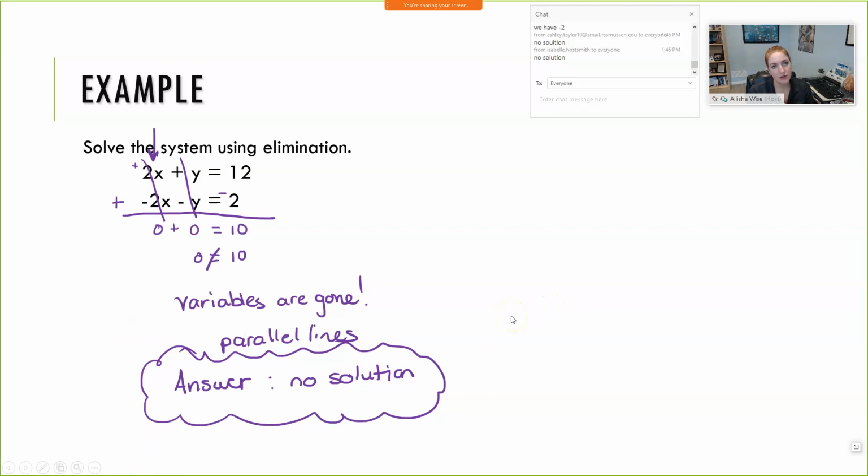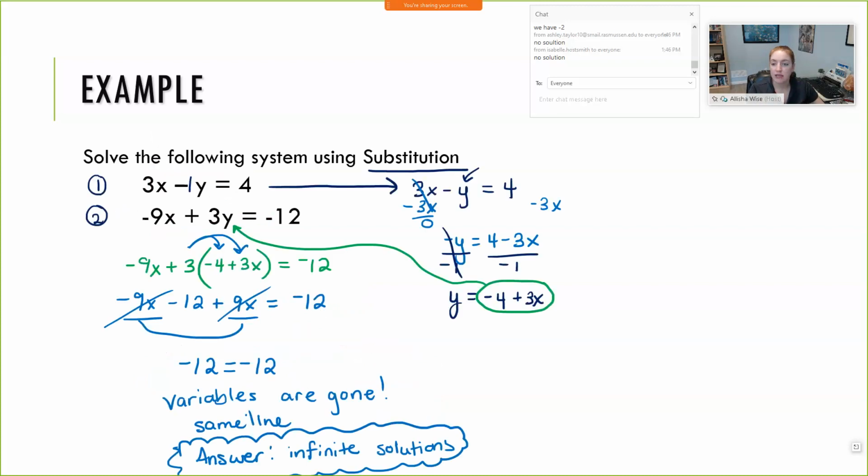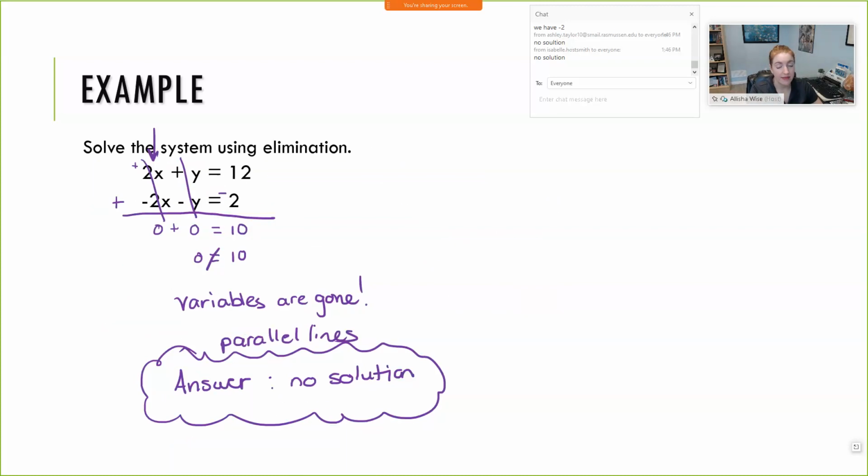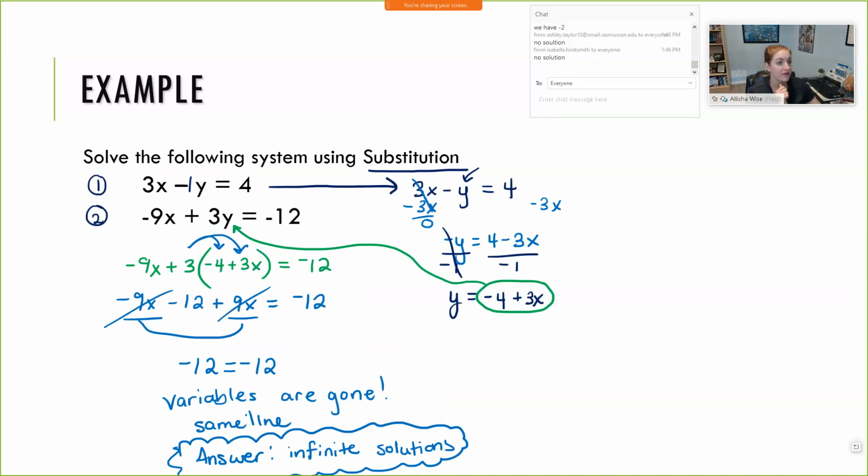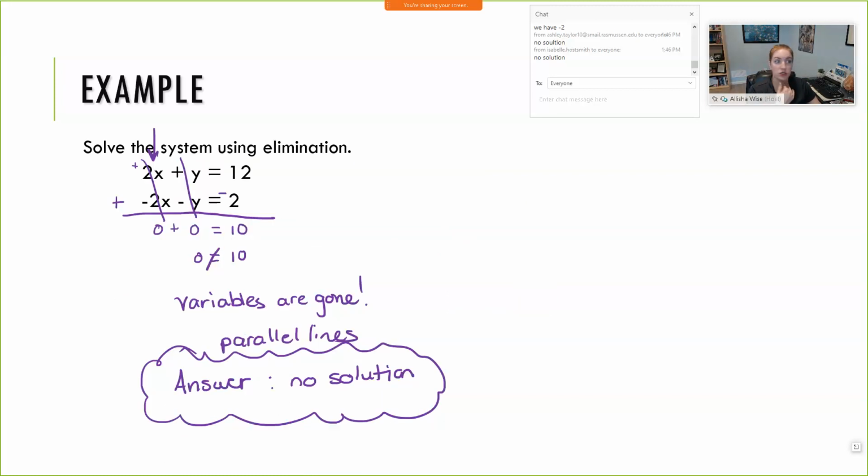Questions on the last two here? I just want you to be careful because when the variables vanish, that does not mean that our answer is like negative 12. That's not the answer. 10 is not the answer here. We have to go back and say, do I have two numbers which are equal, like here? Then it's infinite solutions. Two numbers which don't equal each other, no solution. There's no number that you can put in there that will be a solution of this system. No answer is going to work.